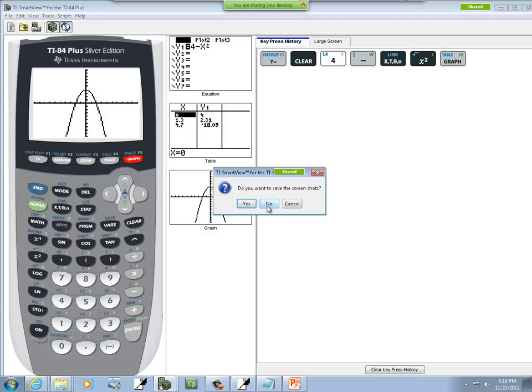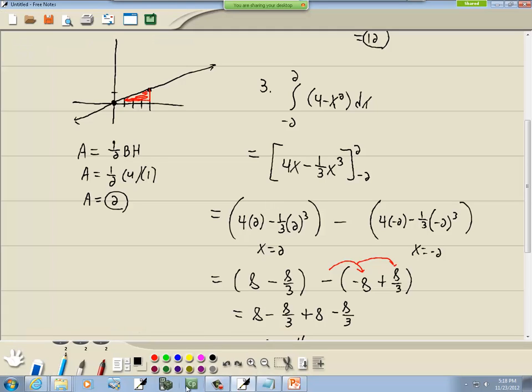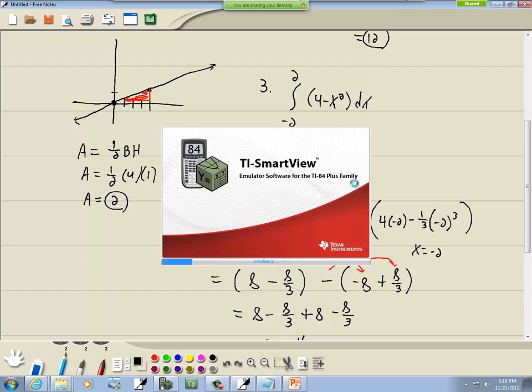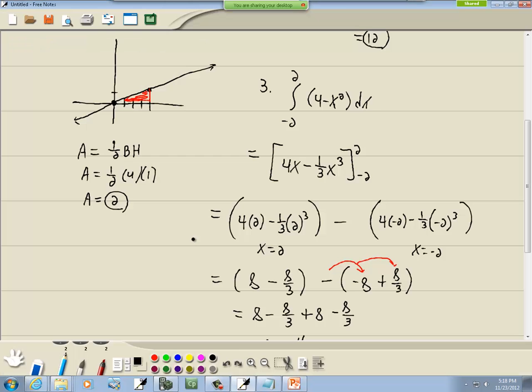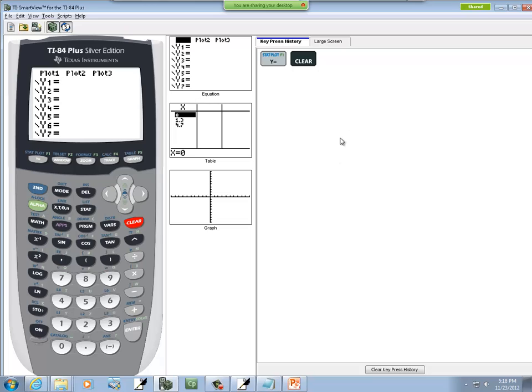Okay, let's bring up my calculator again. Okay, so I'm going to press y equals clear. I made this problem up earlier, so I already had it on there, but 4 minus x squared. So I type 4 minus x key and then x squared. Now do second trace.